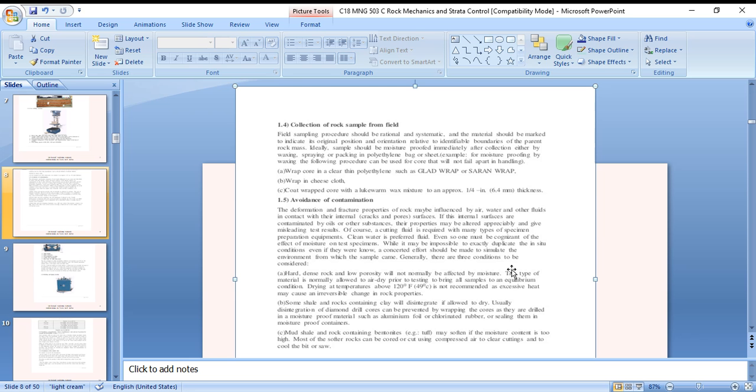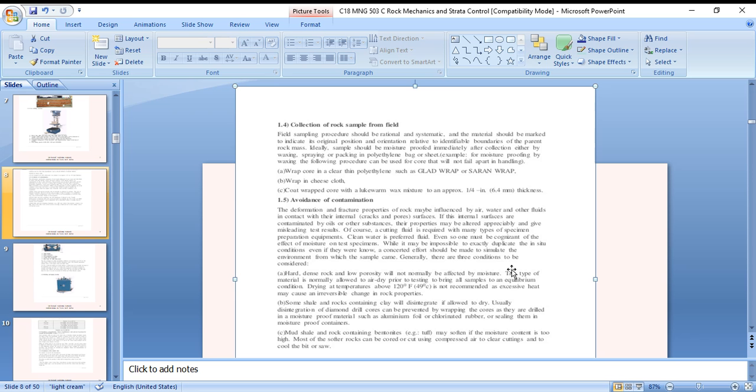Number one, hard, dense rock with low porosity will not normally be affected by moisture. This type of material is normally allowed to air dry prior to testing to bring all the samples to an equilibrium condition. A temperature above 120 degrees Fahrenheit, that is 49 degrees Celsius, is not recommended, and excessive heat may cause irreversible changes in the rock properties.